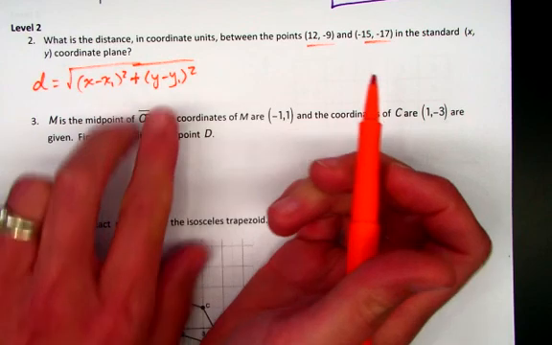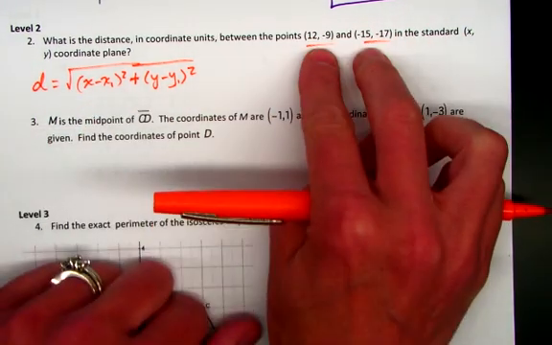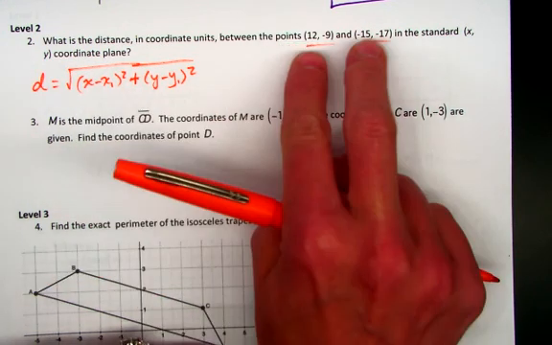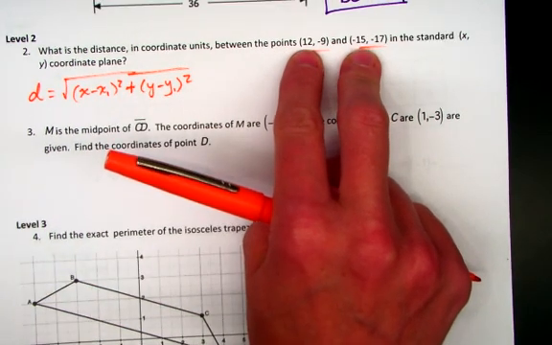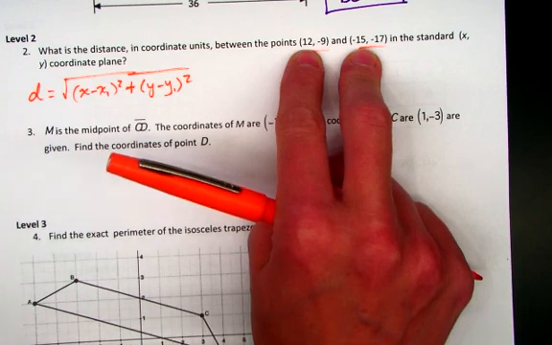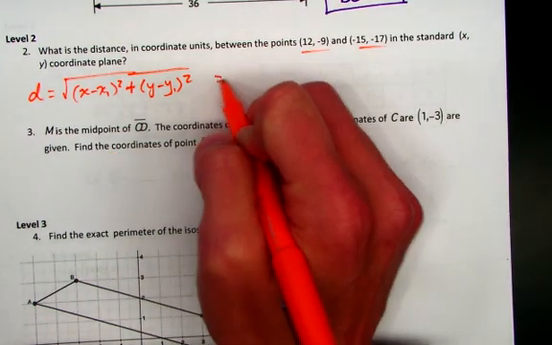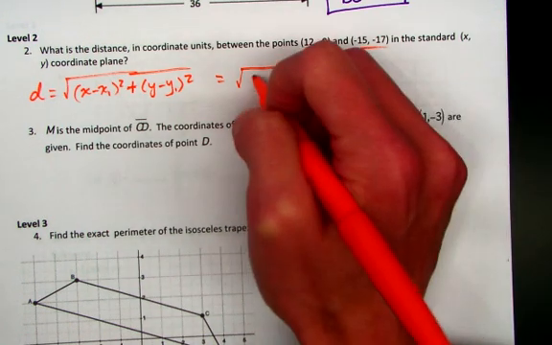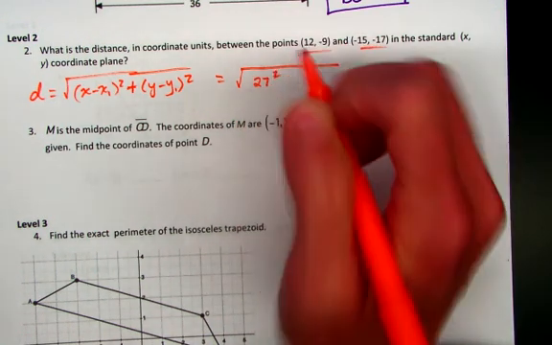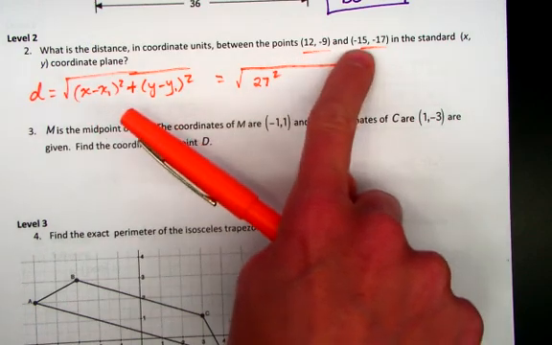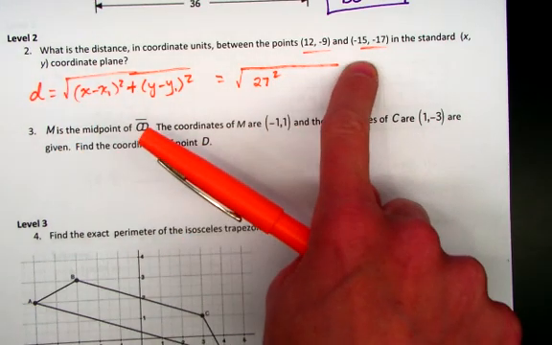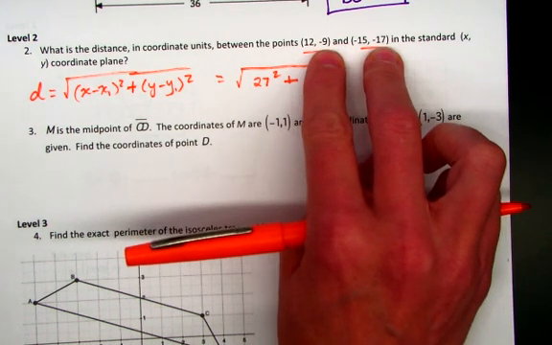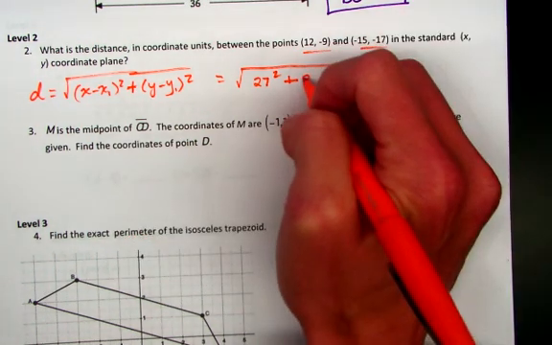So now that we have this, we can go ahead and plug in the points. When I look at this, I'm trying to find how far apart the x's are. So I'm going from positive 12 to negative 15, and that's going to be 27 units apart. Now you can certainly plug that in, but I'm just going to write 27 squared versus writing negative 15 minus 12 or 12 minus a negative 15. Plus, negative 9 and 17, that's going to be 8 units apart.